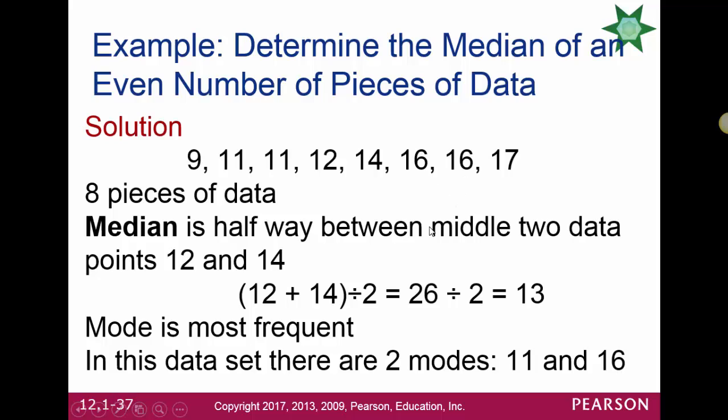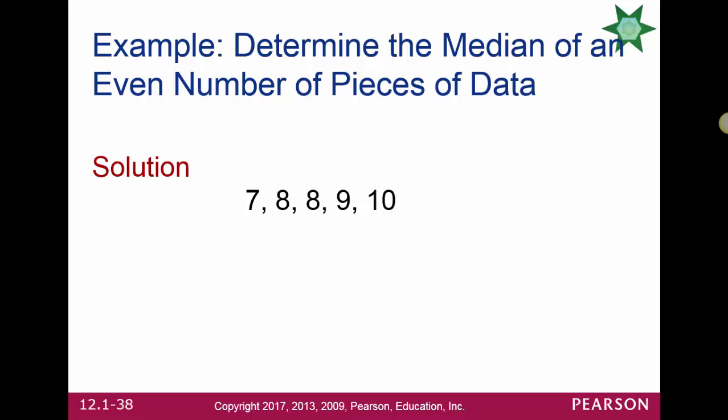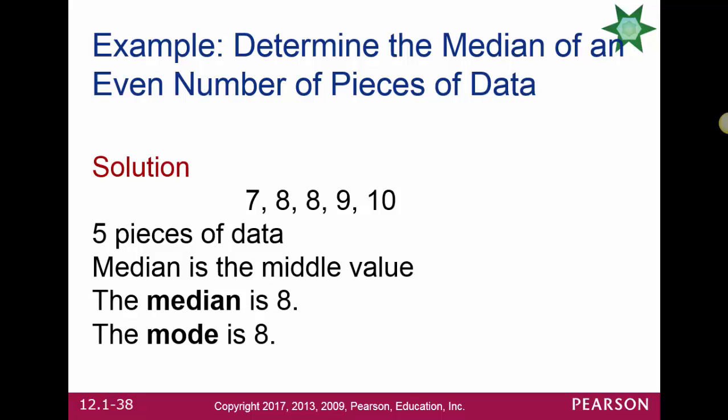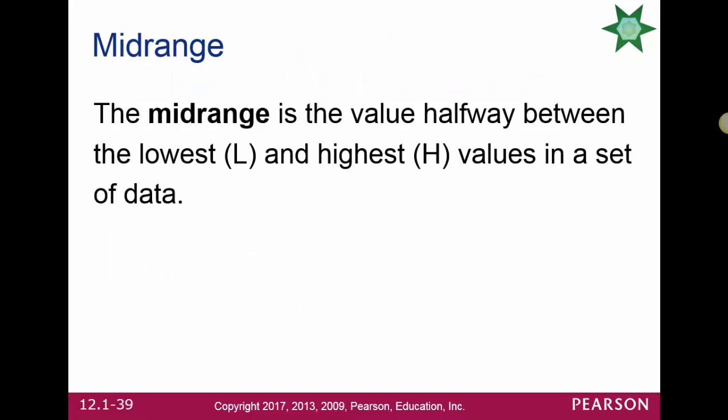So I should mention the mode is the one average for a data set. There may be more than one. There may be none. There may be more than one, or there may be just one. And on this little data set, we've got 5 now. Now the median is going to be the middle data value. In this case, it's going to be 8. And the mode on this data set is 8 also.